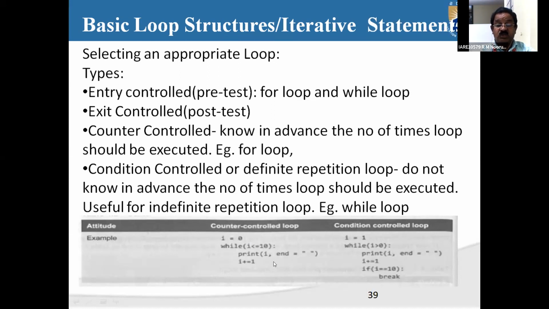If the condition is false, then it will come out of that particular loop. The exit control loop, also known as the post test: in Python programming, we are not going to make use of any exit control loops. Whereas in C language, you use the exit control loop, that is the do while loop, where the condition is tested last.